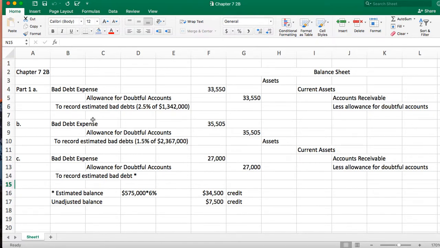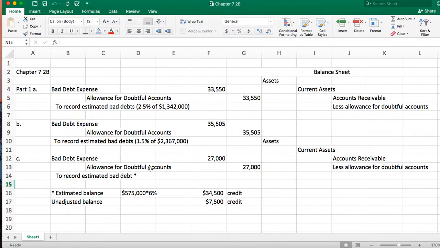So in 7.2b, you're working on bad debt expense. And in part 1a, we look at the bad debts estimated to be 2.5% of credit sales. So we simply do a calculation, as you see right here, of credit sales and debit bad debt expense and credit allowance for doubtful accounts. Then in B, it's a percentage of all sales, total sales, and it's 1.5%. So we do the same thing here.